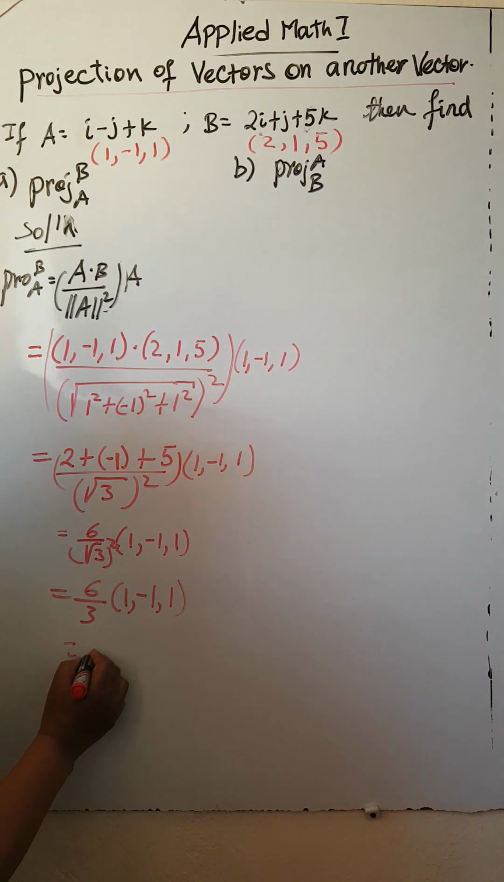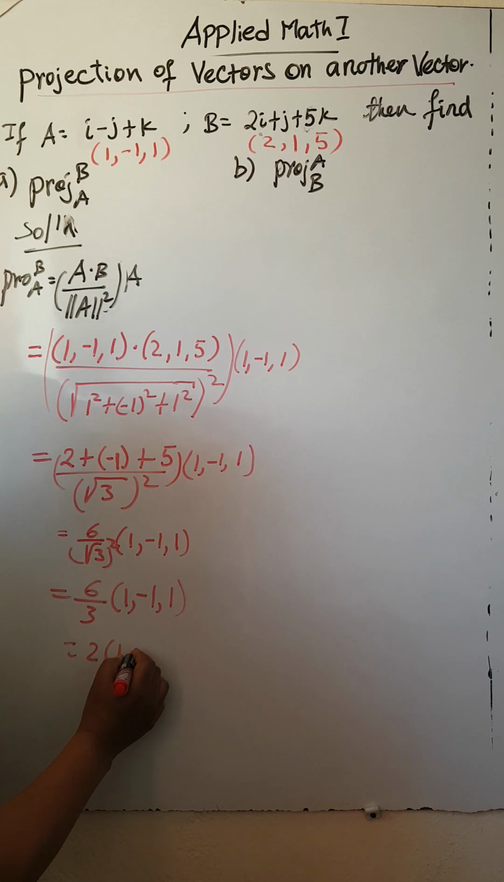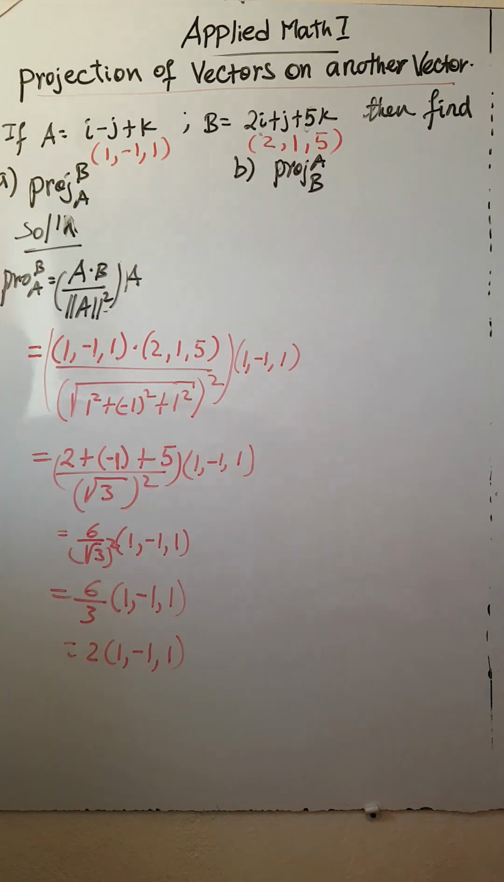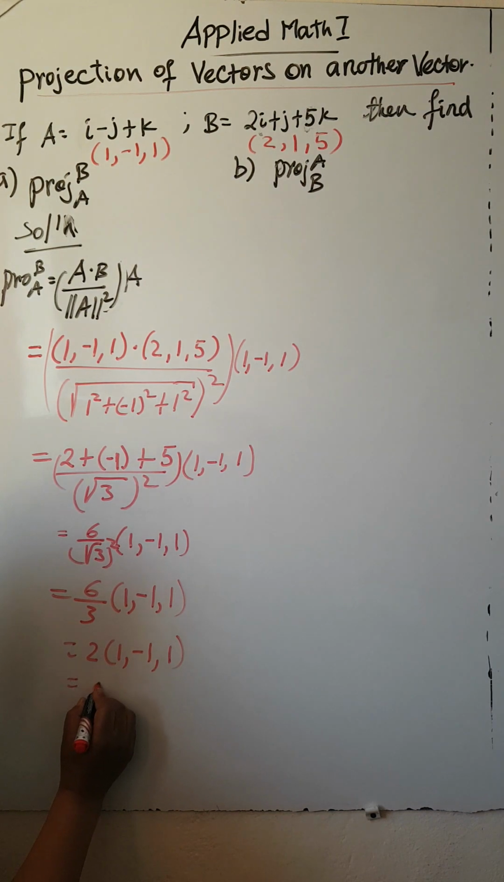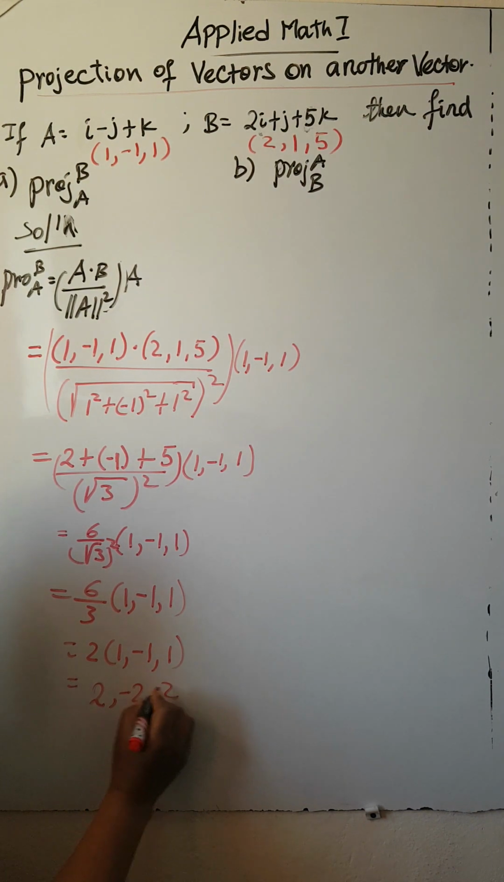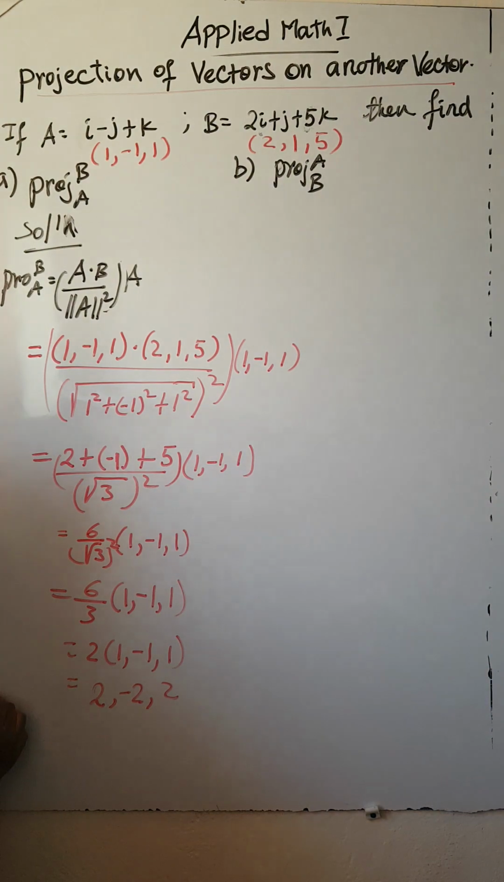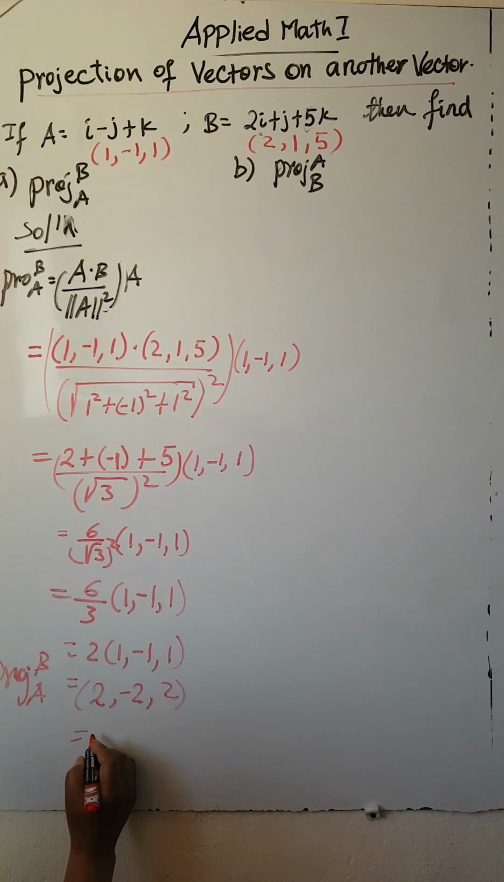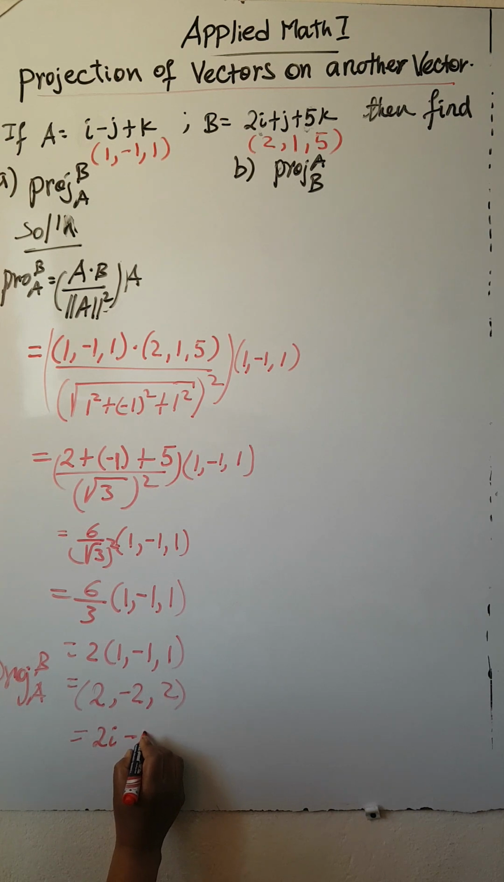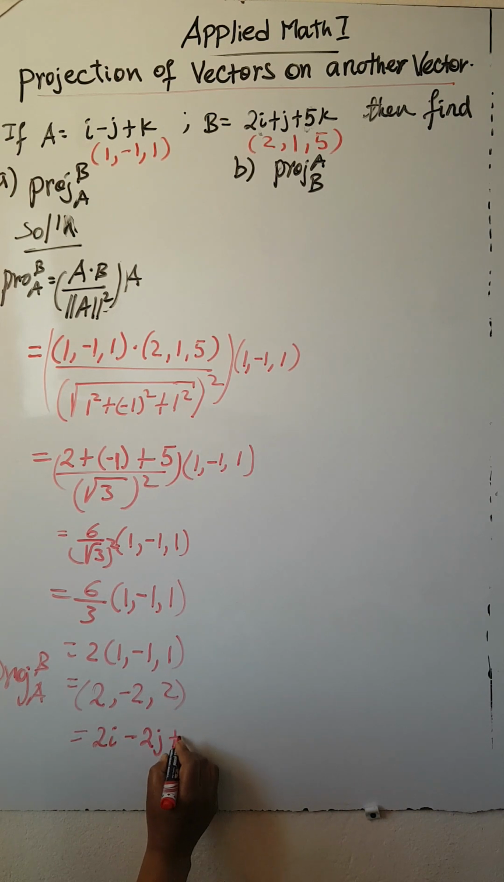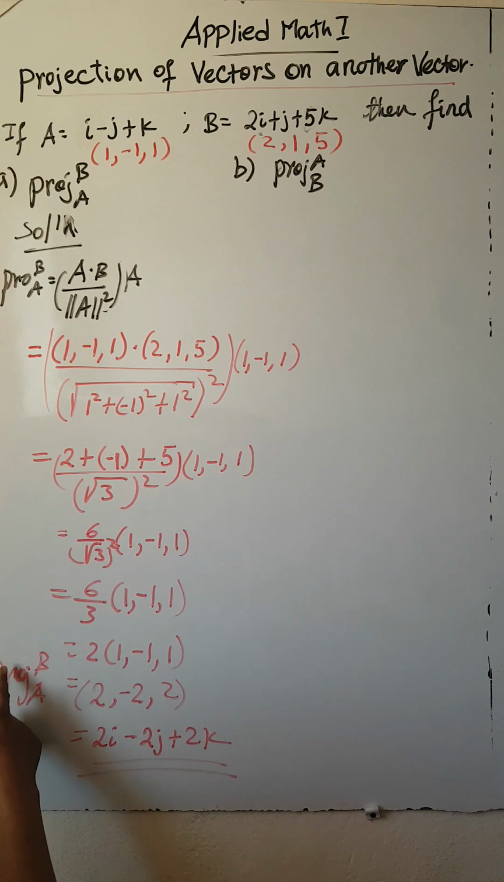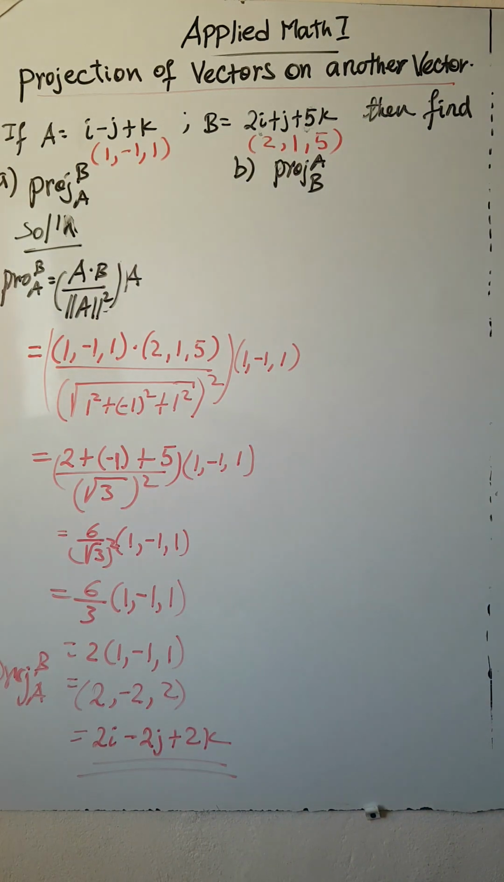This is 2, አይደል? 2 times (1, -1, 1). ይሄ ምን ማለት ነው? This is equal to (2, -2, 2) ማለት ነው. This is projection of B along A in the ijk form. ይሄ ምን ማለት ነው? 2 along I minus 2 along J plus 2 along K is the projection of B along A. This is a projection.